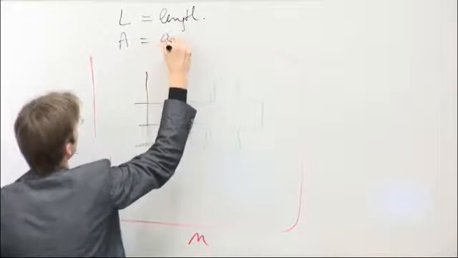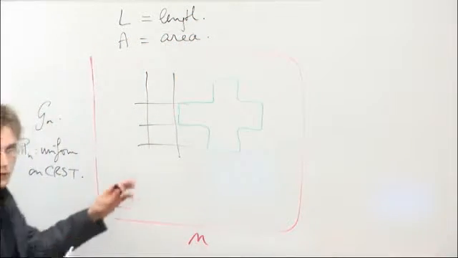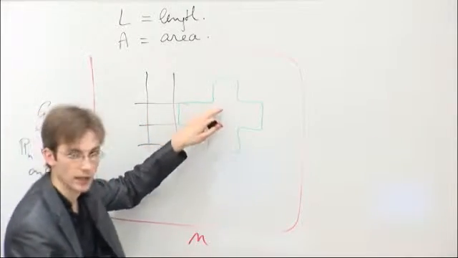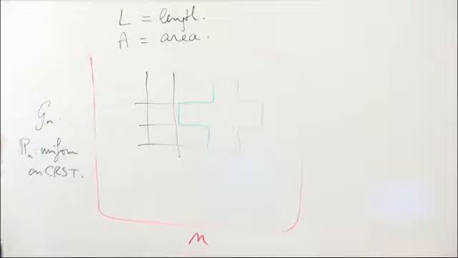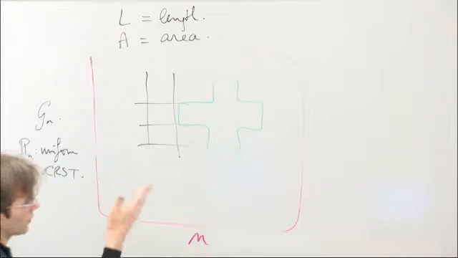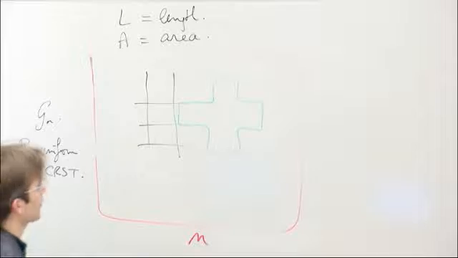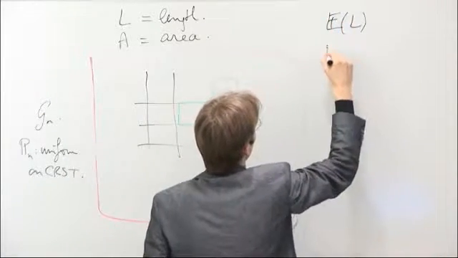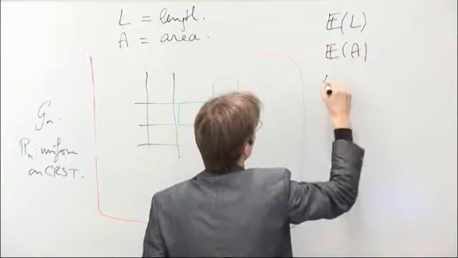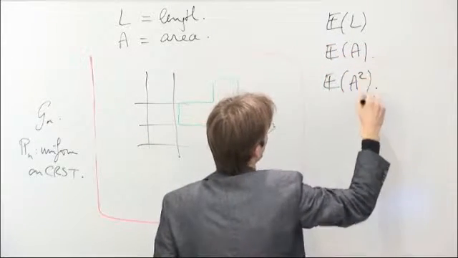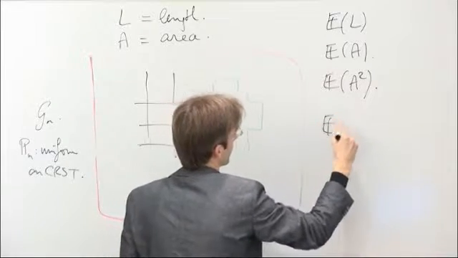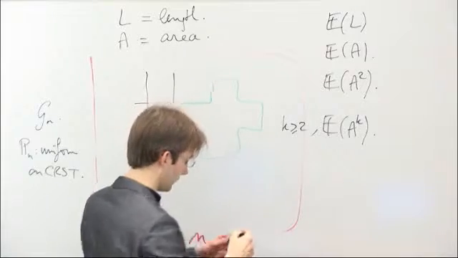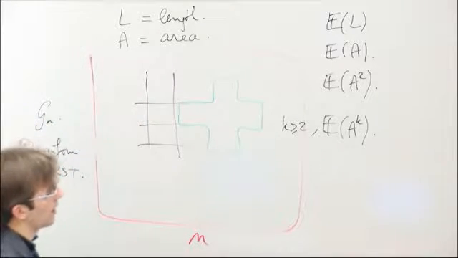A is the area. Area just means for me the number of faces. We have a planar graph, so the number of faces inside the loop. So the results that I present on these slides concern the expected length, the expected area squared, and I will talk afterwards about the higher moments of the area.